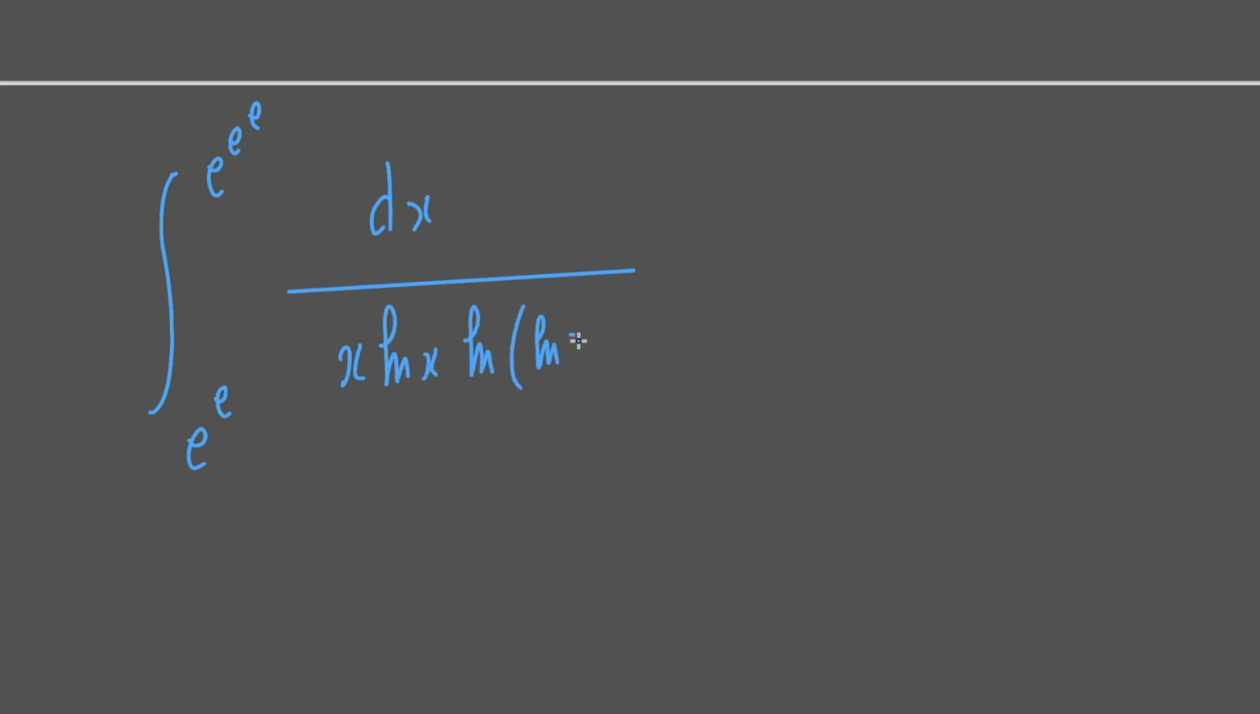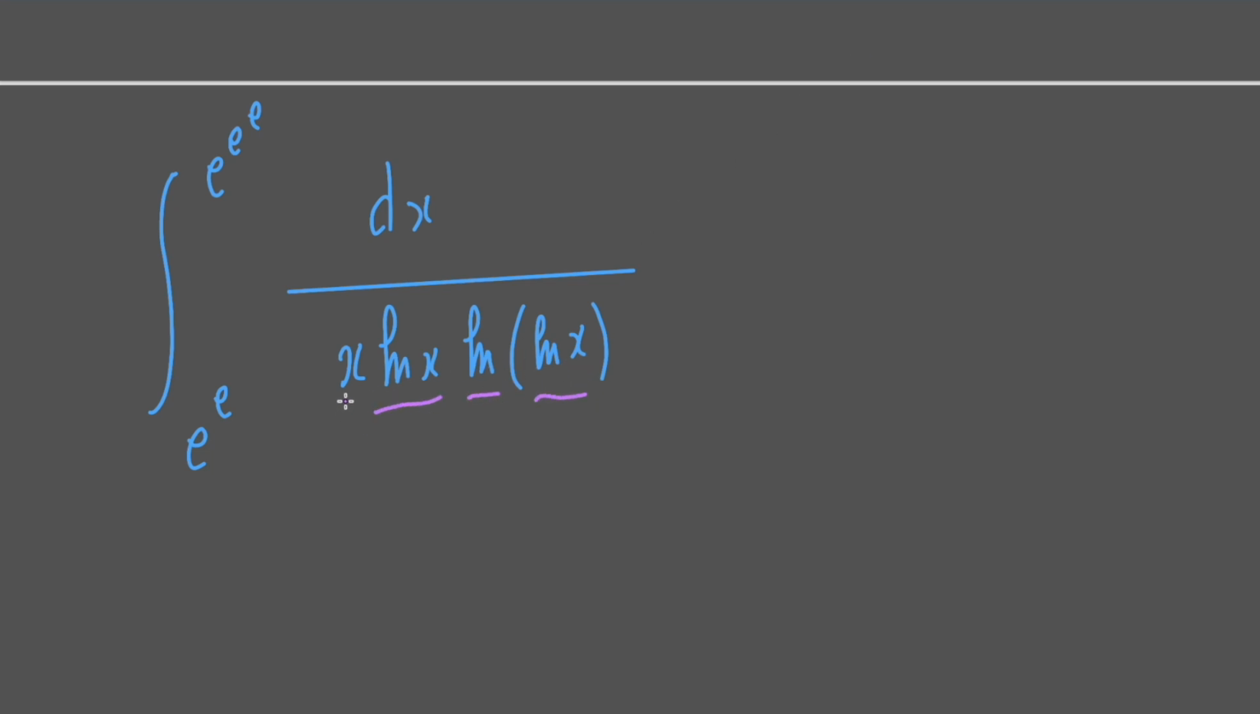Okay, we have to find the definite integral from e^e to e^(e^e) of dx over x multiplied by ln x and multiplied by ln of ln x. So we can see that this is the nesting of the ln functions.